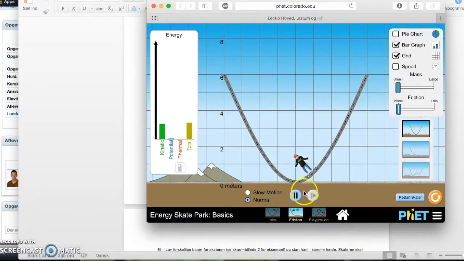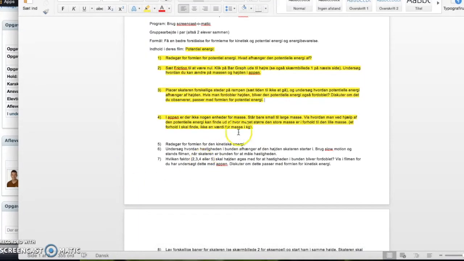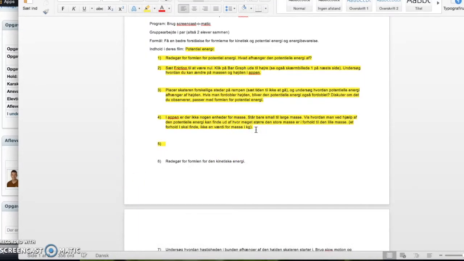So that is potential energy and how we can measure it. You can say that the measurement is that the small one is 1/3 of the weight of the big guy.